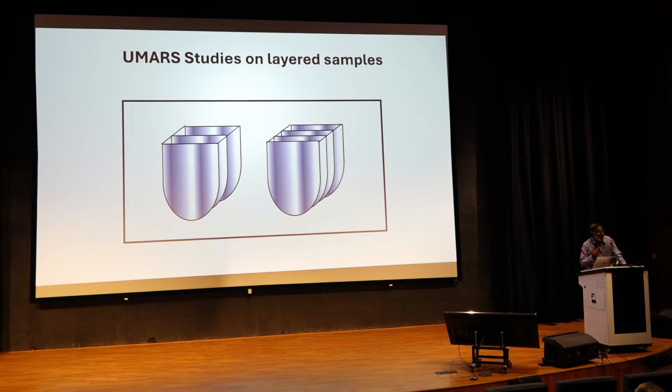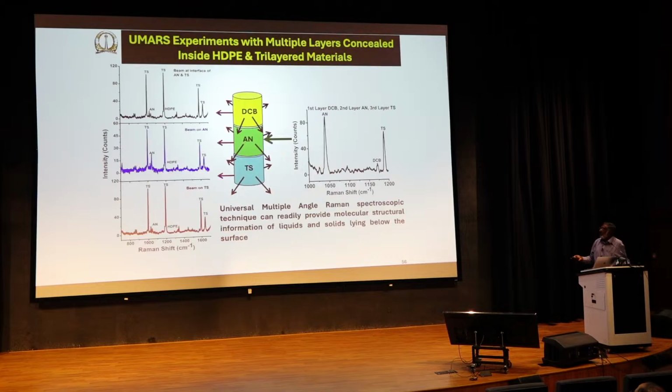If I'm right, if the light is traveling through and giving scattered light, then I should get signal from the third part. So when we did that, this is what we did.